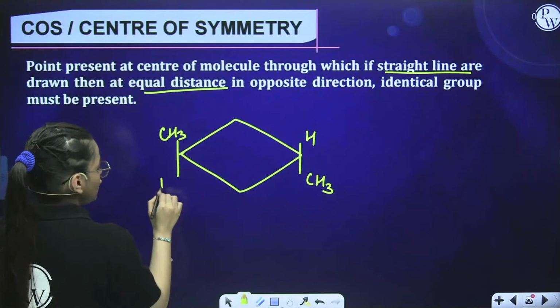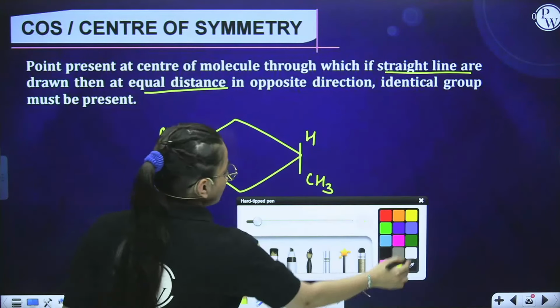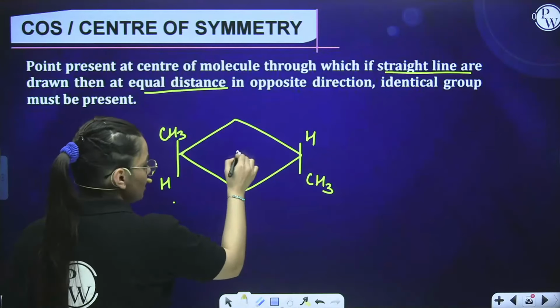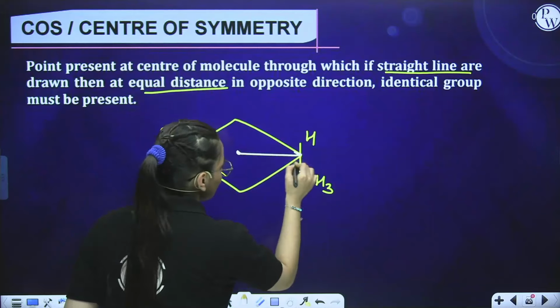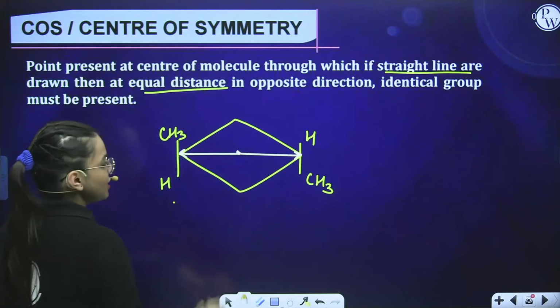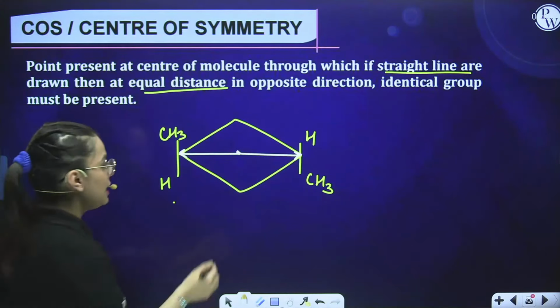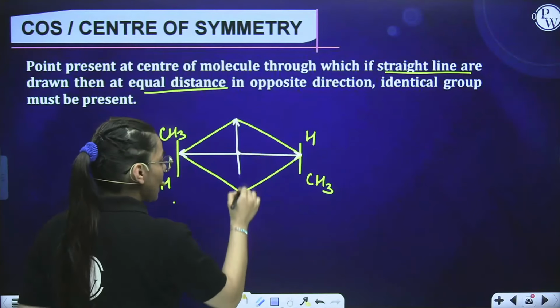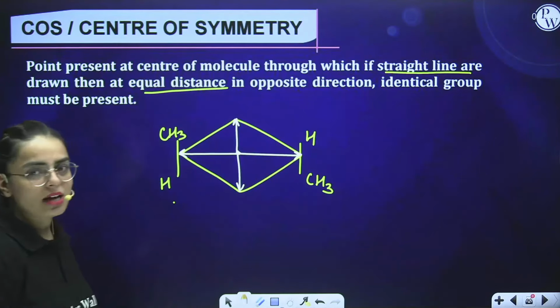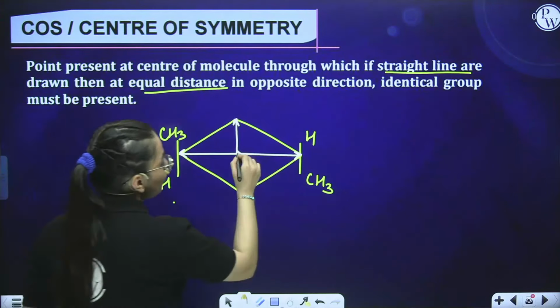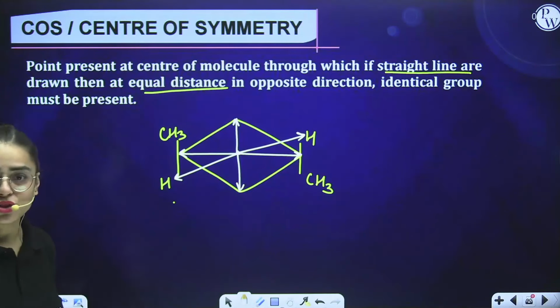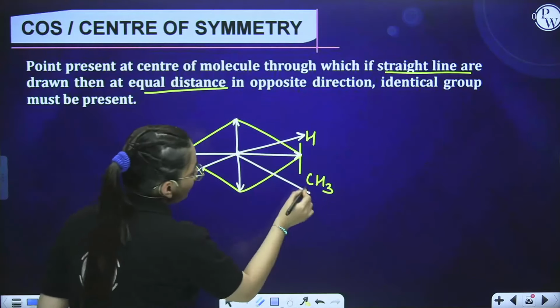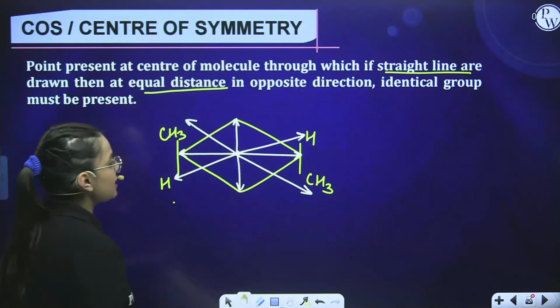For example, students, we have this case. Now, what does it say? It says from the centermost position, move in the opposite direction. For example, I am moving in this direction, I am getting a carbon. I am moving in this direction, I am getting a carbon. Equal? Okay. If I move in this direction, I am getting a hydrogen. If I move in this direction, I am getting a hydrogen. Equal. If I move in this direction, I am getting a CH3. If I move in this direction, I am getting a CH3.